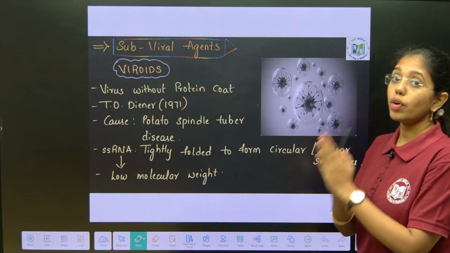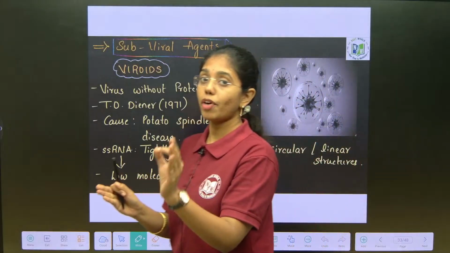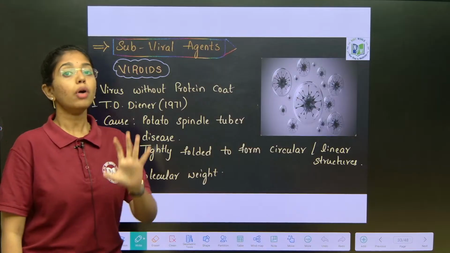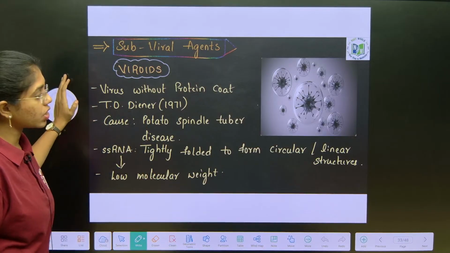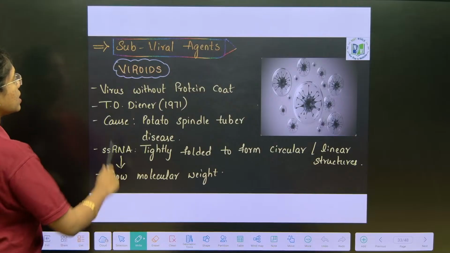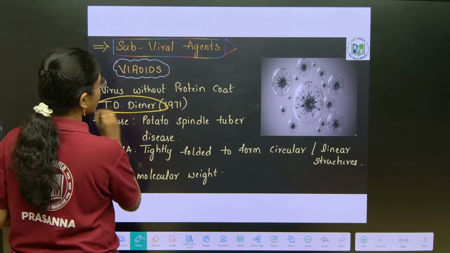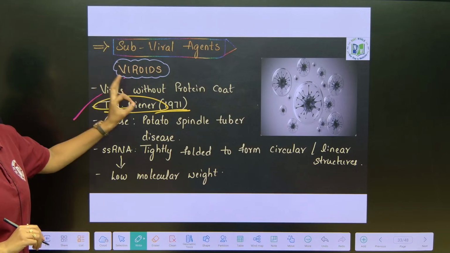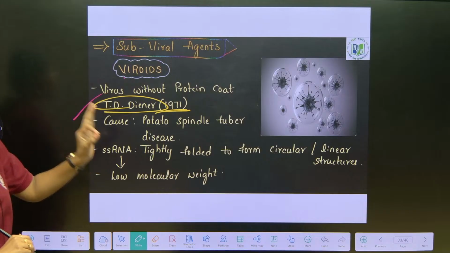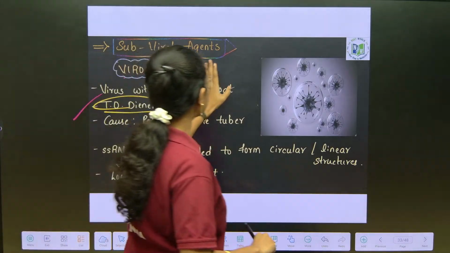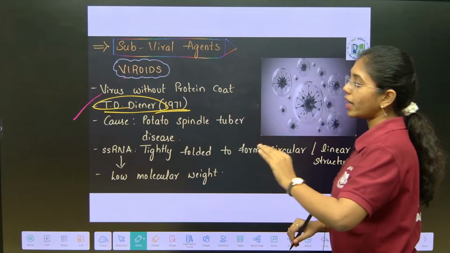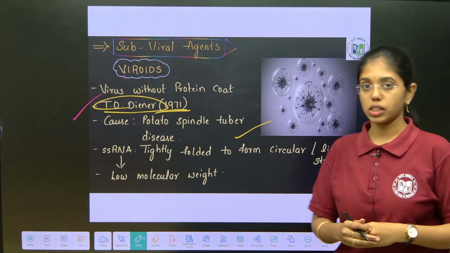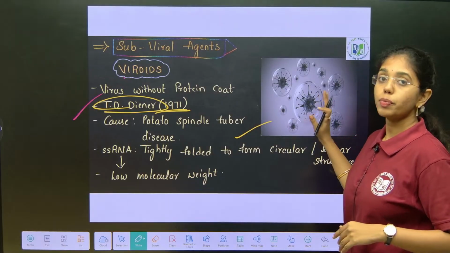Next, viroids and prions are subviral agents. Viroids have RNA without the protein coat. They just have single stranded RNA without protein coat. These were discovered by Theodor Diener in the year 1971. They are called viruses without protein coat, or viruses with their coats off. Viroids cause potato spindle tuber disease.